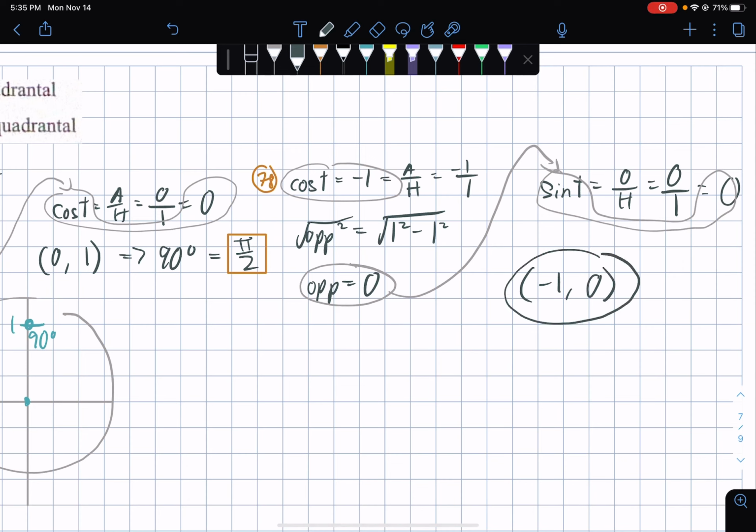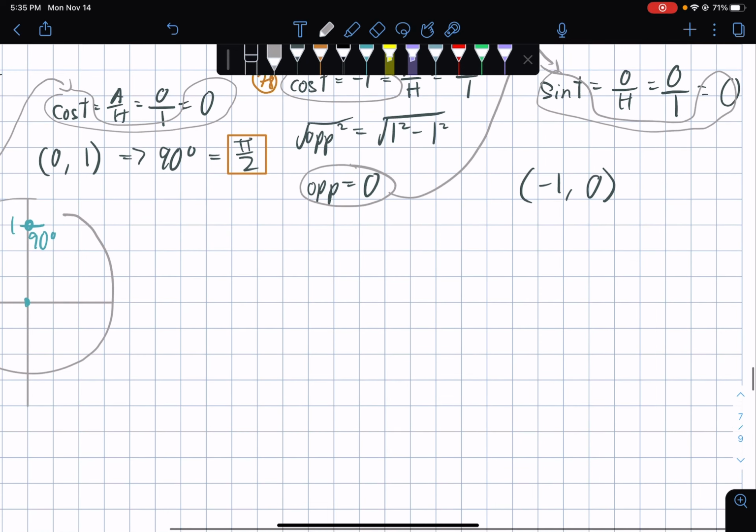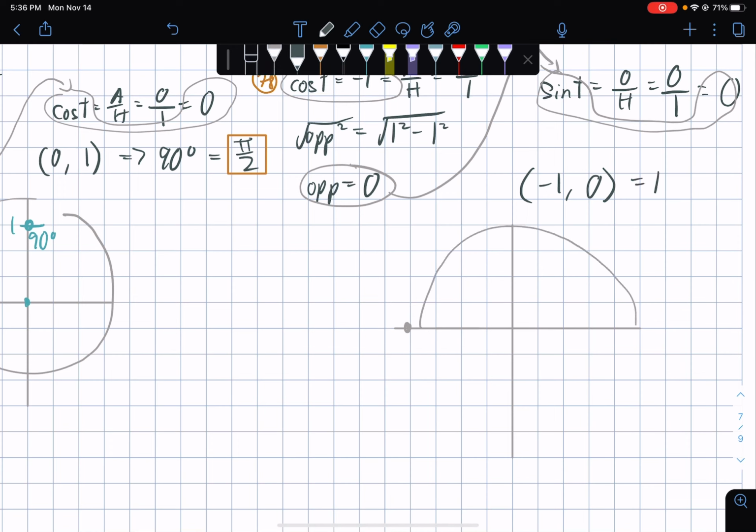And right now, let's see what that is in the unit circle. So -1 and 0. So right now, starting from 0, this is a straight 180 degrees, which if it's expressed in radians, is called pi. This is the final answer.